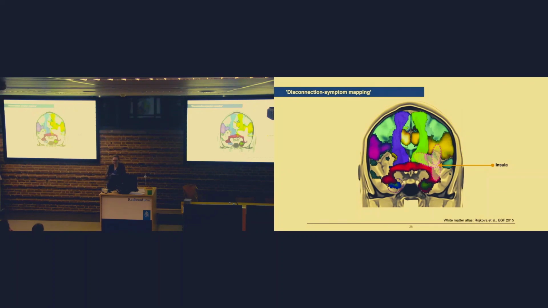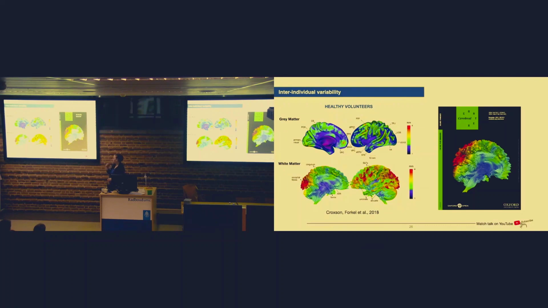So the take-home message here really is that the clinical presentation depends on the type of disconnection. And by using such an approach, we can systematically map the disconnection and the corresponding clinical symptoms. Now, we can also use it to map variability, and I've shown you individual examples of variability in the brain. What you see here is an overview.